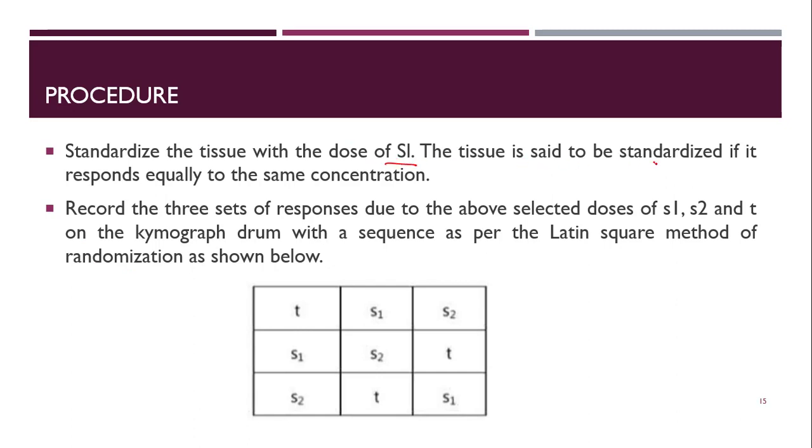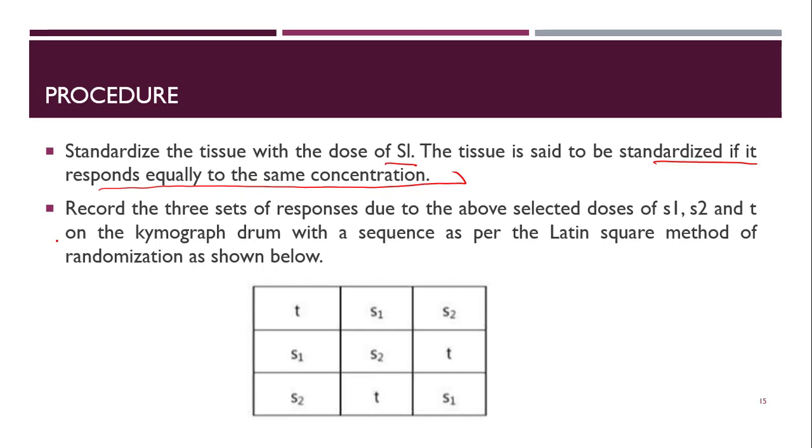The tissue is said to be standardized if it responds equally to the same concentration. Okay, so earlier when we had taken the S1 dose response, whatever height it produced, that is the capital S1, during the standardization process it should produce the same amount of height, or to the same extent it should produce the response. Then we can say that the tissue is standardized, and only then can we use the tissue for the further experiment.